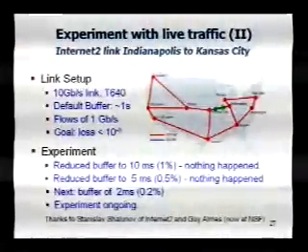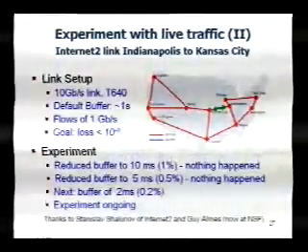So the first experiment was to reduce the buffer size to 10 milliseconds, or 1% of the default. Nothing happened. 5 milliseconds, still nothing happened. The next step is 2 milliseconds, so the experiment is ongoing. But so far, there was basically nothing to observe. The test flows would still have the full utilization. We would not see any packet drops on the link, even with these small buffers. Thanks to Stanislav Shalunov and Guy Almes who helped make that happen.